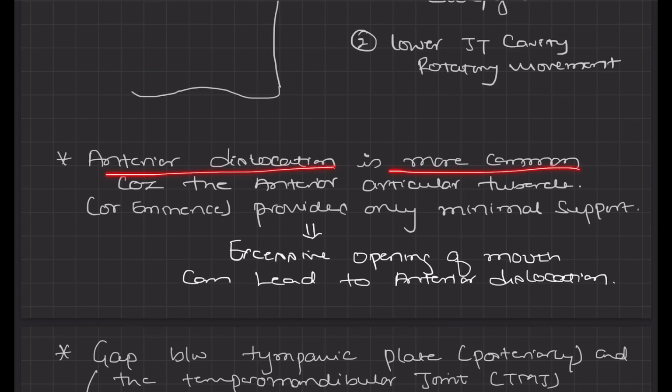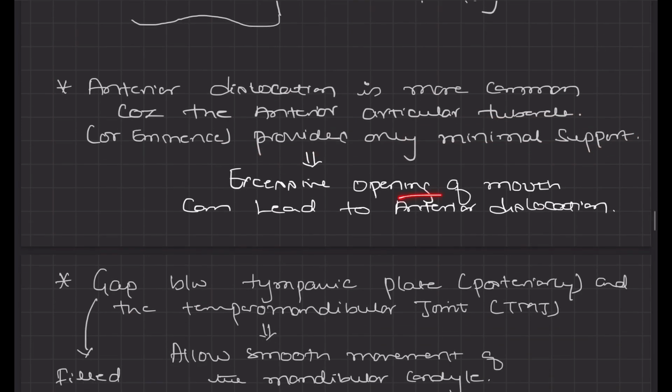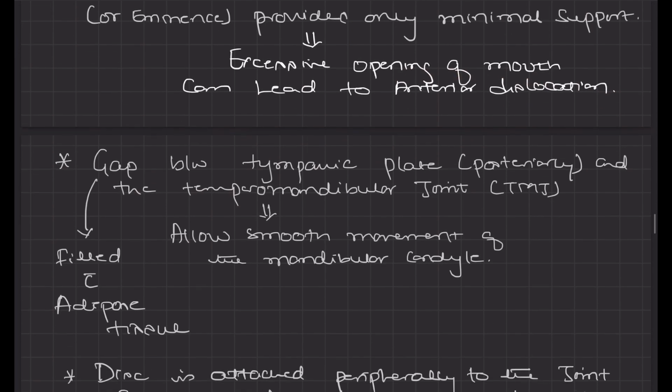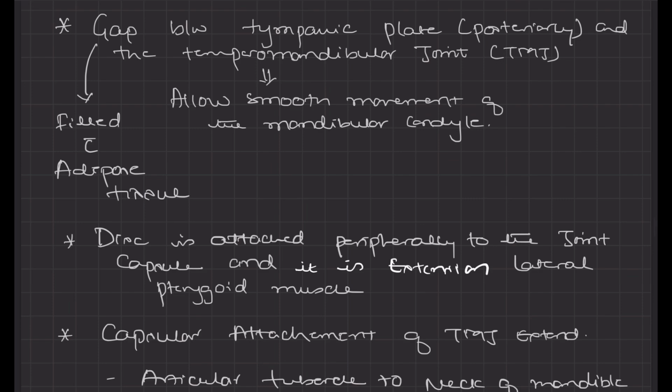Anterior dislocation is more common because of the anterior articular tubercle eminence, which provides only minimal support. Excessive opening of the mouth can also lead to anterior dislocation. Now coming to the next point: the gap between the tympanic plate posteriorly and the temporomandibular joint is filled with what? Adipose tissue, which allows the smooth movement of the mandibular condyle.